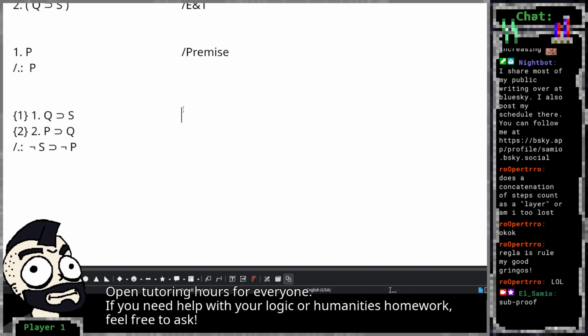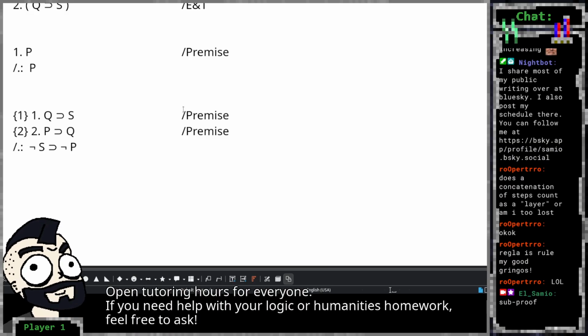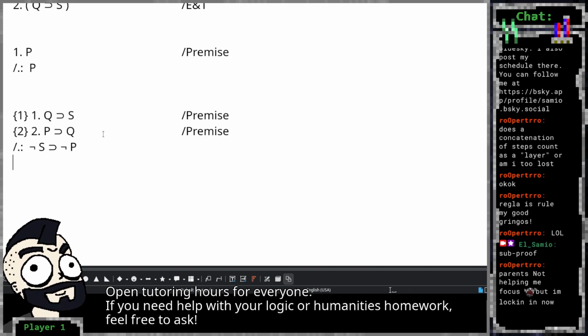Okay, this is justified by being a premise. This is justified by being a premise. This is just our signal for the conclusion. And okay, I only have two formulas. Both of the formulas are conditionals, and I don't have anything.